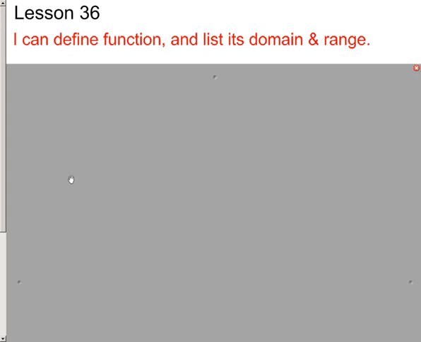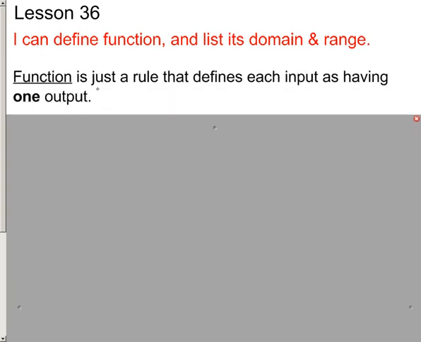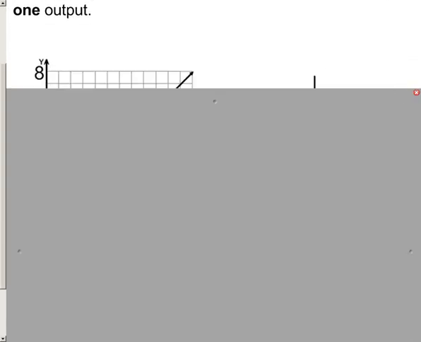This chapter we're going to take a look at functions, and a lot of times they'll ask you to list a function's domain or range, and it's not too bad to figure out. Now, if you looked for a definition of a function, we could use this: it's just a rule that defines each input as having one output. And you can graph functions the same way that we have in the past for linear equations.